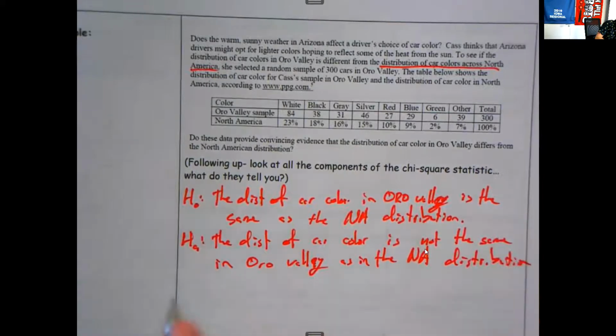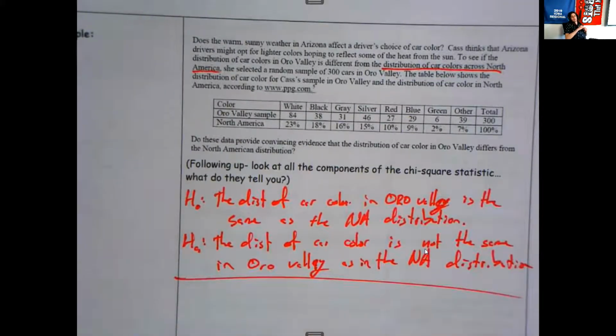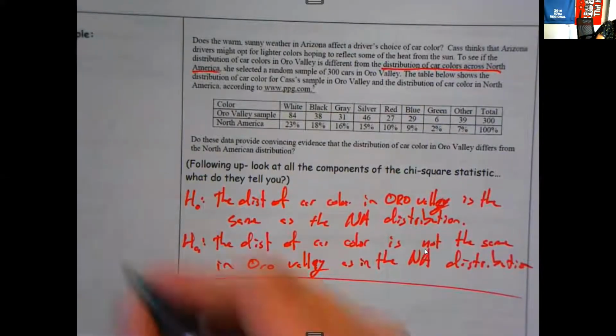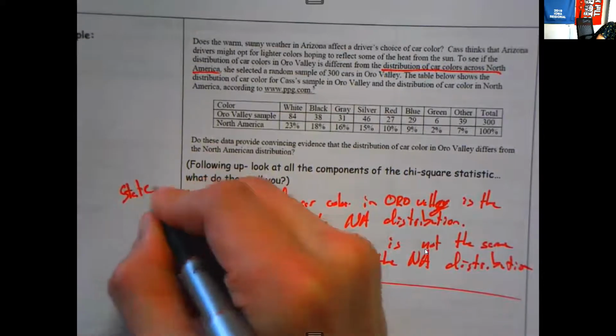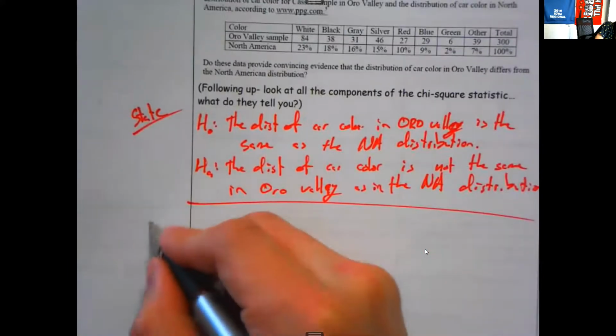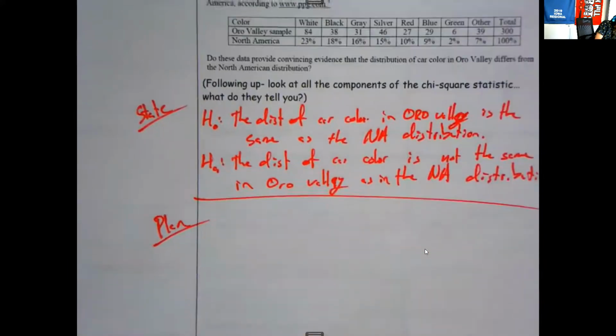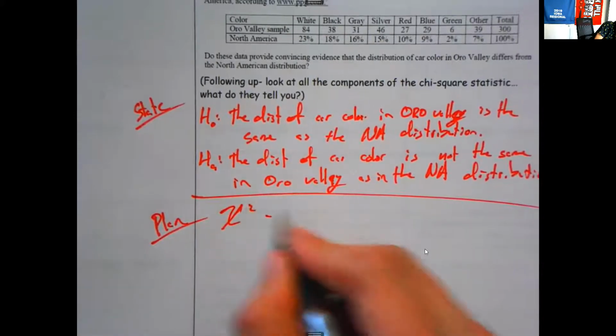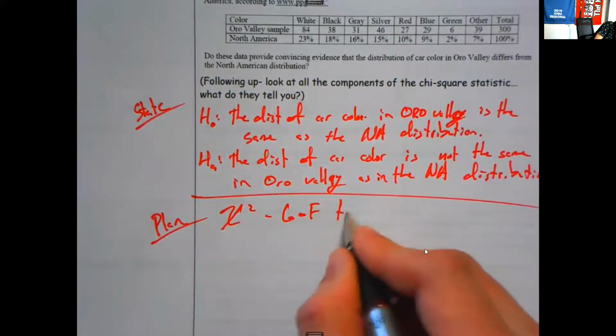Okay, so we've got our null and alternative hypotheses. The null hypothesis is that Oro Valley is the same as everybody else. No difference. Null means nothing. There's nothing there. So null hypothesis, Oro Valley is the same as the larger North American car population. But the alternative is not. It just needs like a no in there somewhere. All right. So that is our state step. Our plan step is going to be to perform a chi-square goodness of fit test.